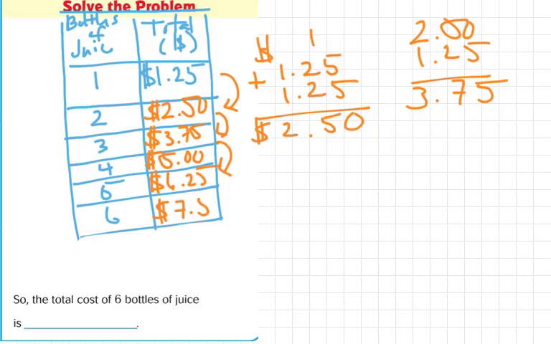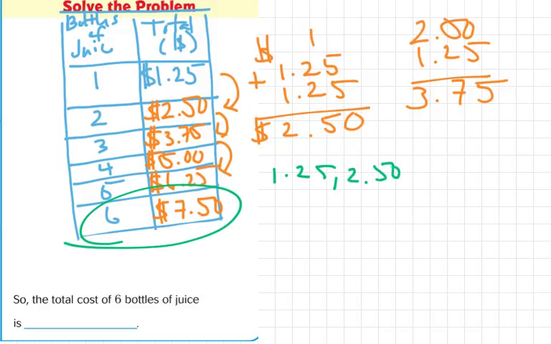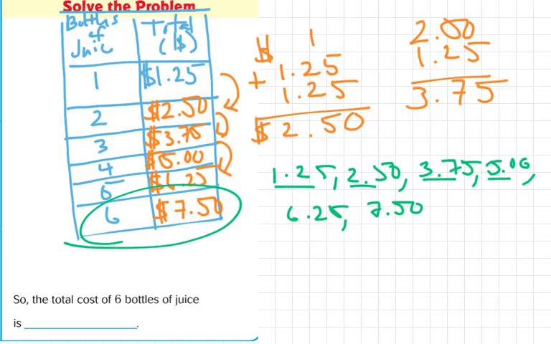So the total cost of the 6 bottles of juice, I go up to my chart, which I made using the strategy, draw a chart to solve your problem. Notice, boys and girls, this looks just like the sequences that we did in the previous problem. But rather than write them in a row, we wrote them in a chart. And notice, boys and girls, these are all terms in a sequence, but now we put these terms in a chart. So the total cost of the juice would be $7.50.